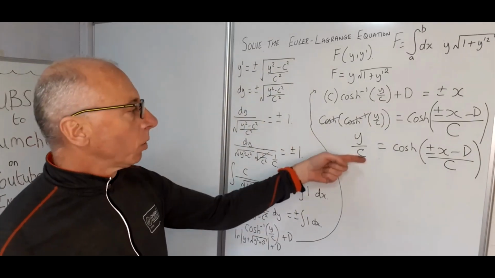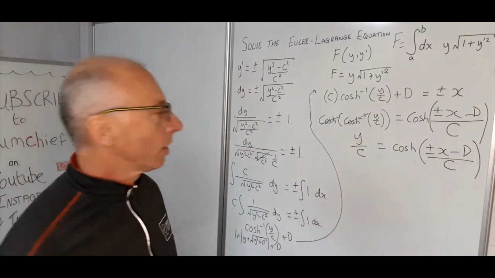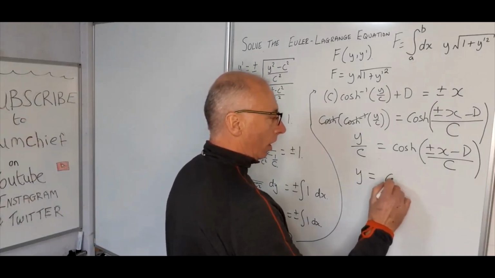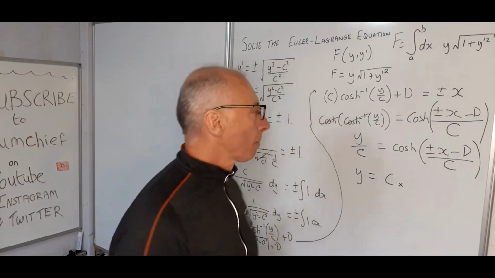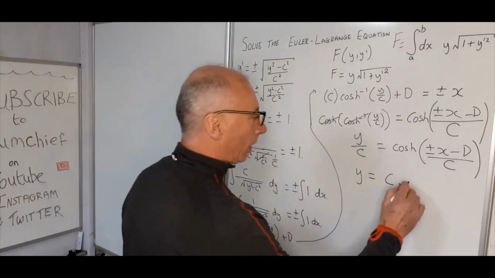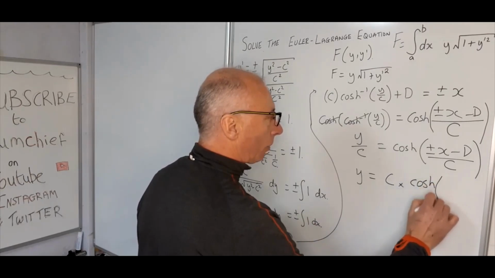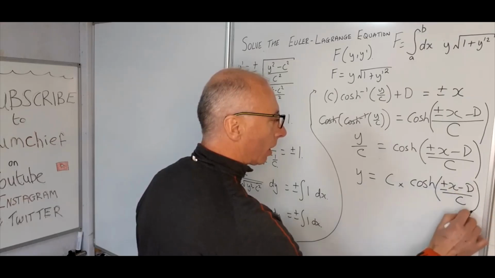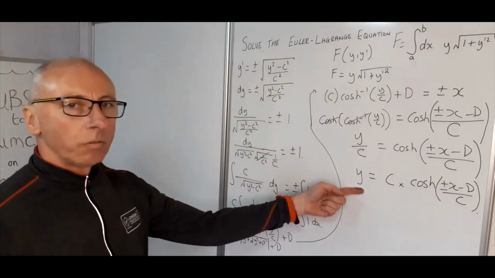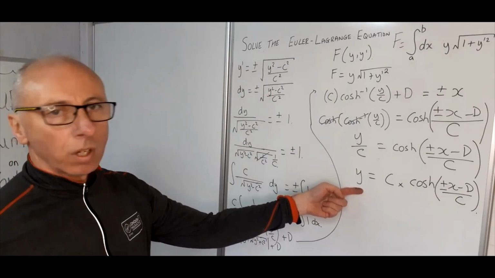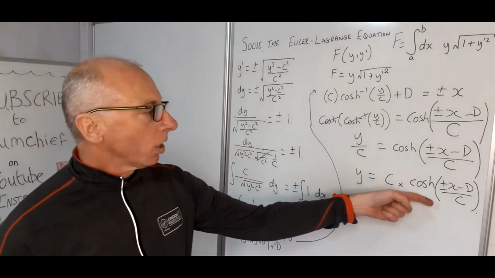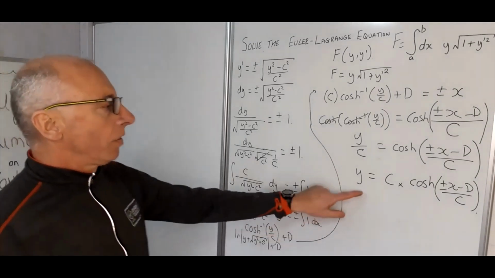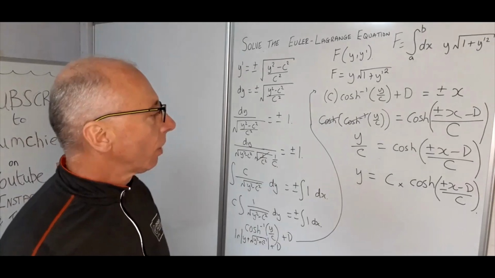And now what I'm going to do is multiply by this c, and I've got my y on its own. So y equals c. I'm going to put a multiply sign there so you can see it. If I put the c next to it, it'll look a little bit weird. Cosh of plus or minus x minus d over c. And that's our value for y. So y equals c times cosh of plus or minus x minus d over c. And that takes care of this part of our calculation so far.